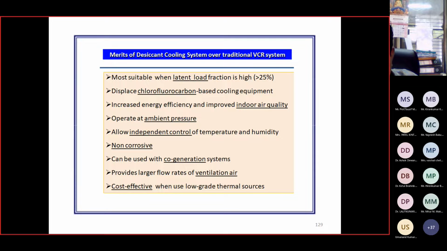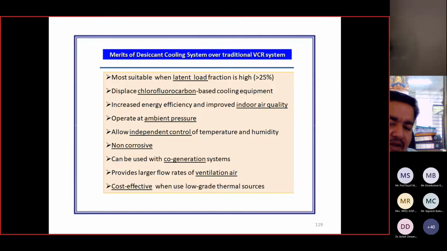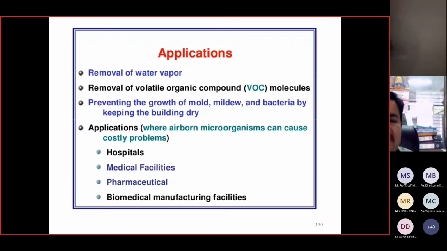Maintenance is simpler as it operates independent of ambient temperature. It allows independent control of temperature and humidity, and is non-corrosive, because we are not using any condensed water. Most of the time whenever you go to an ATM, you find some wetted area or some leaky, faulty drain pipe, which gives a number of problems like fungi infection. It can judiciously be coupled with cogeneration systems to provide a larger flow rate, and it can be cost effective when used with low grade thermal energy systems.